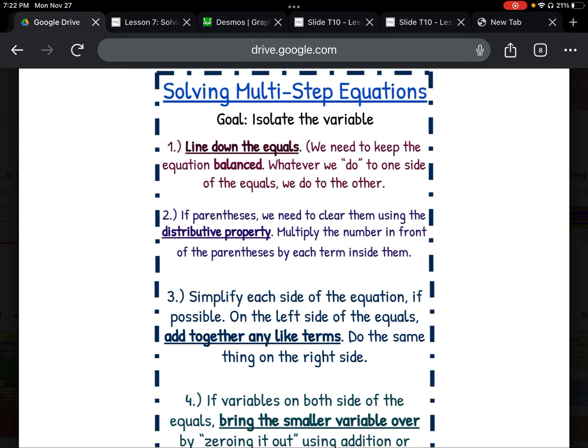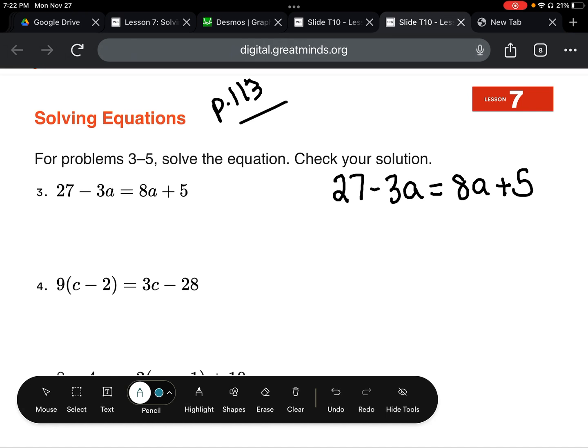So the first step is something new. It's not a math rule, it's not math specific. It's just whoever wrote this image that I found uses, and I did actually really like it. Step 1 is just telling us to draw a line down the equals. It's just a visual way to keep the left side of the equation and the right side of the equation very, very separate. So I like that visual.